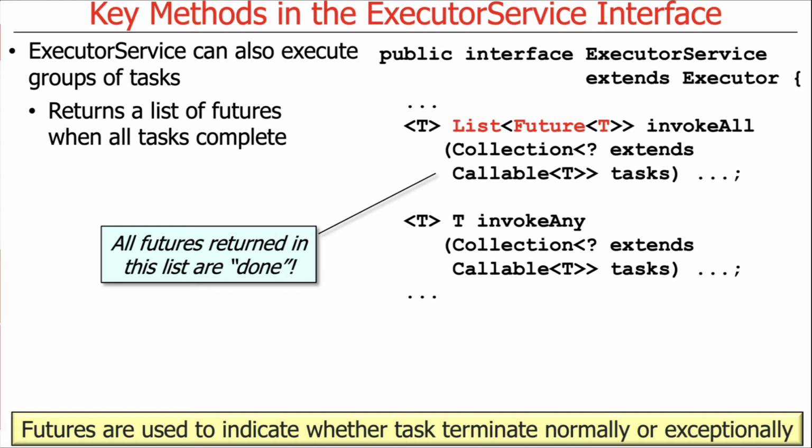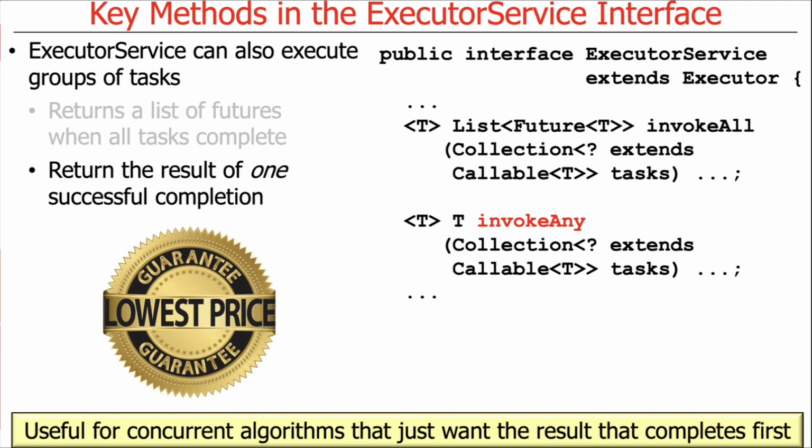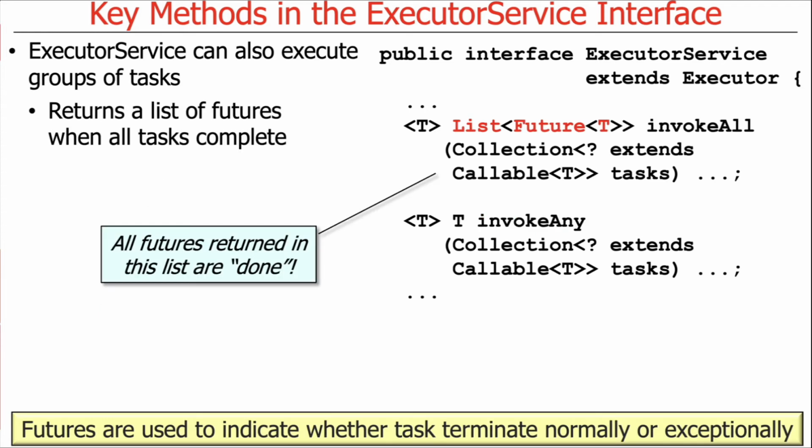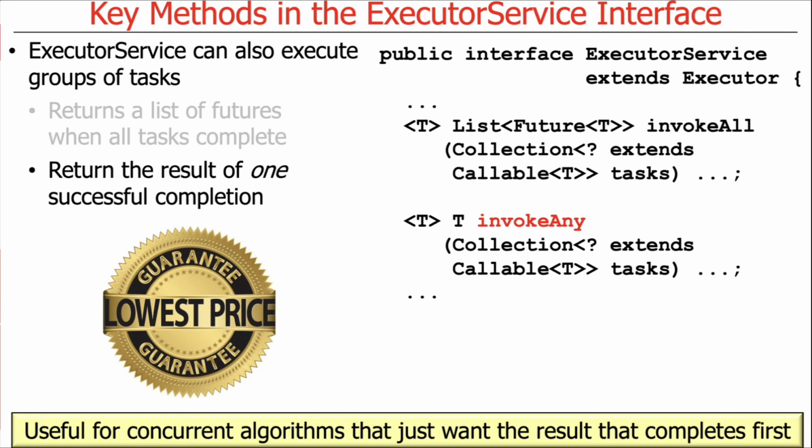So it gives you back a list of futures. Otherwise, you wouldn't know whether things had failed. If you just returned a list of values, you wouldn't know whether they failed. And invokeAll waits for everything to finish. So basically, it's kind of group processing of stuff, and you get the results back when they're done.